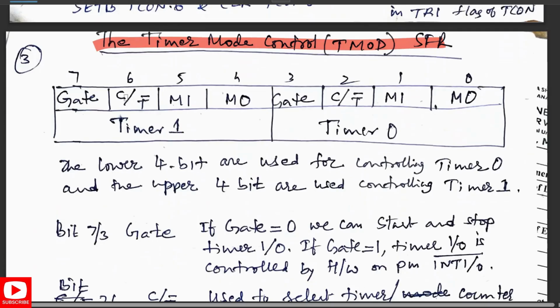Next, we'll start with the TMOD, that is the timer mode control register. Why do we use this TMOD? This is to select T0, that is timer 0, as a timer or counter, or else to select timer 1 as a timer or counter. It also helps us select the mode of the timer. We have 4 modes: mode 0, mode 1, mode 2 and mode 3. The lower 4 bits are used for timer 0 and the upper 4 bits are used for timer 1. It is the same.